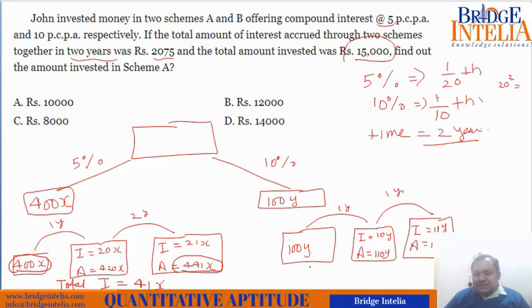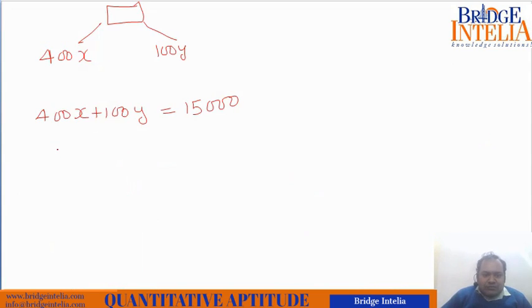So 41x. Similarly, total interest earned from here: you deposited 100y. You are getting back 121y. So total interest that you are earning from here is 21y. It is said that total interest earned together is 2075. So 41x plus 21y is equal to 2075. So now basically we have to solve these two equations. So two equations, two variables.